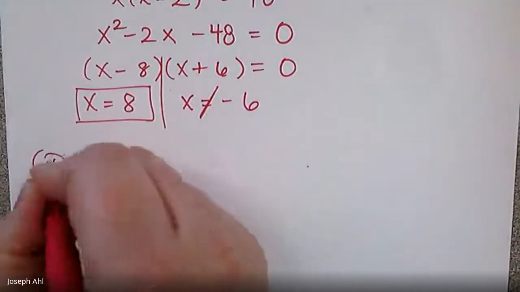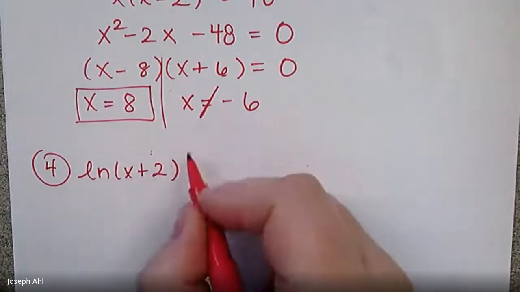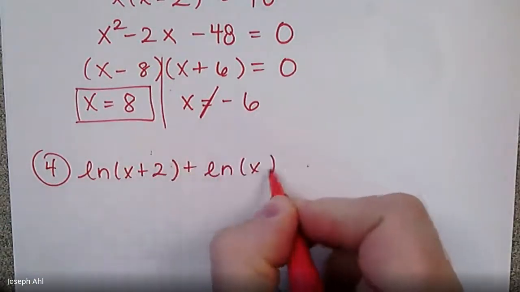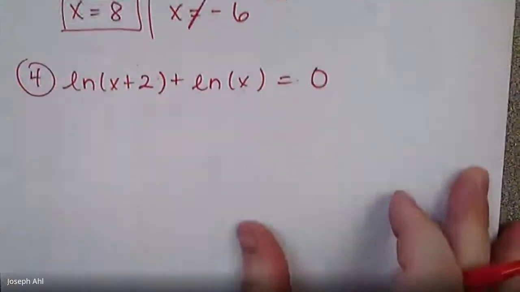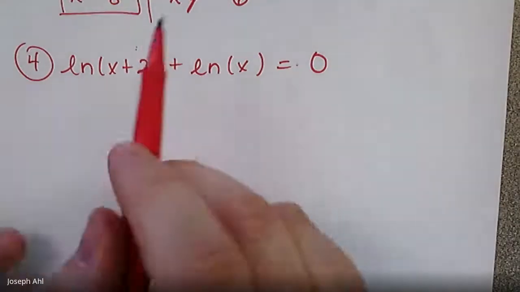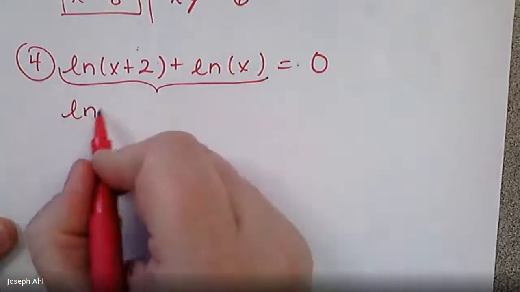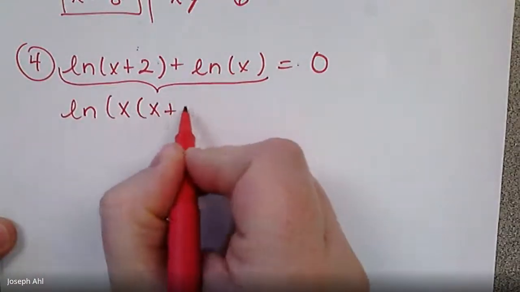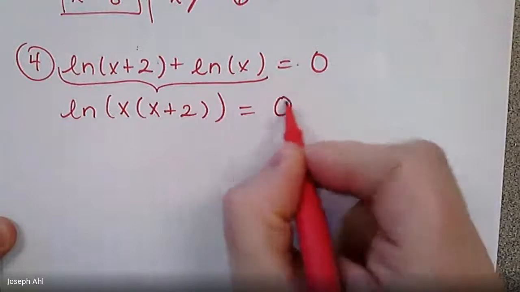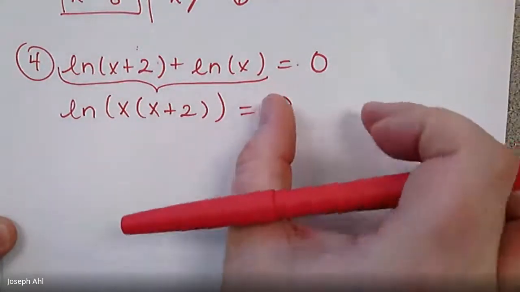Okay, let's just do one more for today. So the last equation we'll solve is the ln of x plus 2 plus the ln of x equals 0. So we're definitely going to start by condensing, and it looks kind of similar to the last one in that when I condense, you're going to get x times x plus 2 instead of x times x minus 2. But the key difference here is we don't have a natural log on this side.